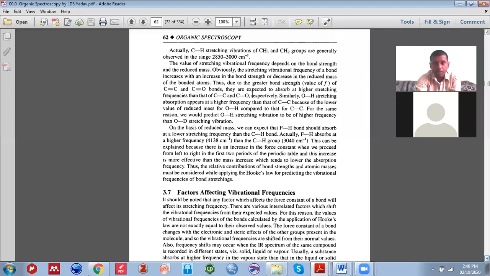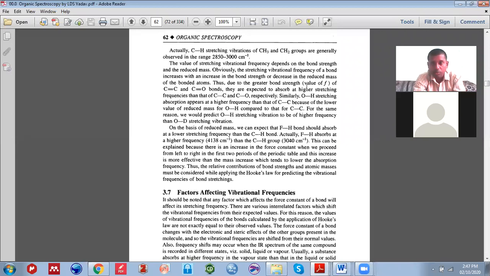Next, CH stretching frequencies of CH3 and CH2 are generally observed in 2850 to 3000 cm inverse. Obviously, above 3000 cm inverse occurs for CH2, and less than 3000 occurs for CH3. That depends on other electronic factors of the molecule. The value of vibrational frequency depends on bond strength and reduced mass. The stretching vibrational frequency of a bond increases with an increase in bond strength, or a decrease in reduced mass of the bonded atoms.